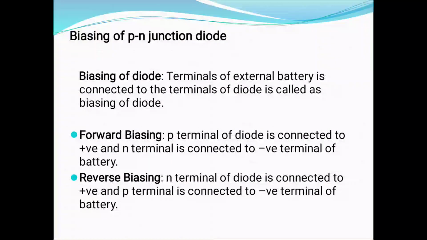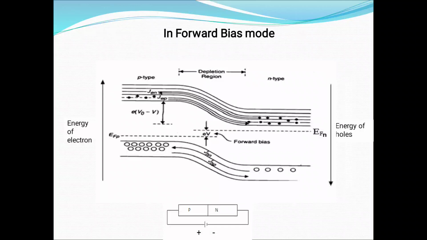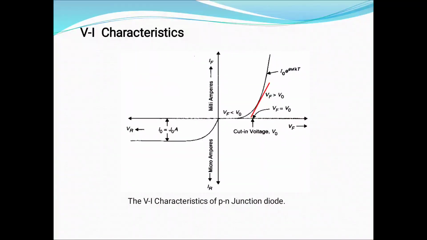Biasing of a junction diode. Biasing of a diode: forward bias and reverse bias. Energy band diagram of the PN junction diode at equilibrium, in forward bias mode as shown in the figure, and in reverse bias mode as shown in the figure. VI characteristics of the junction diode.